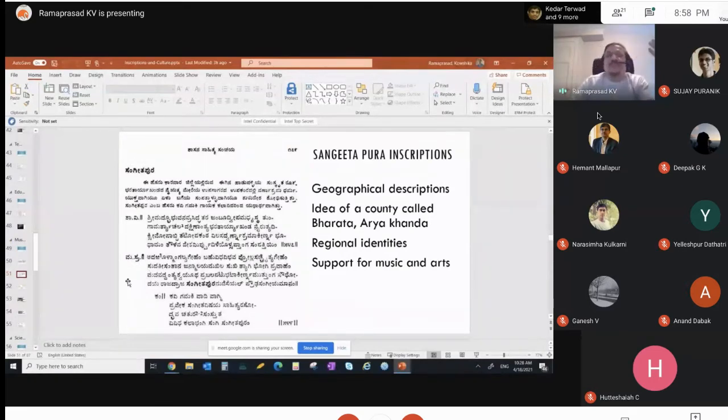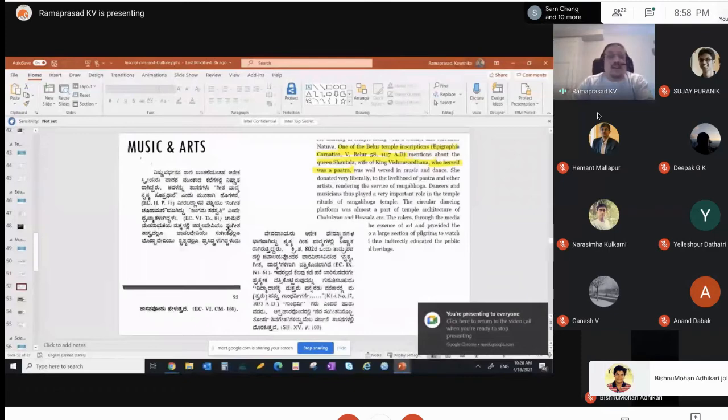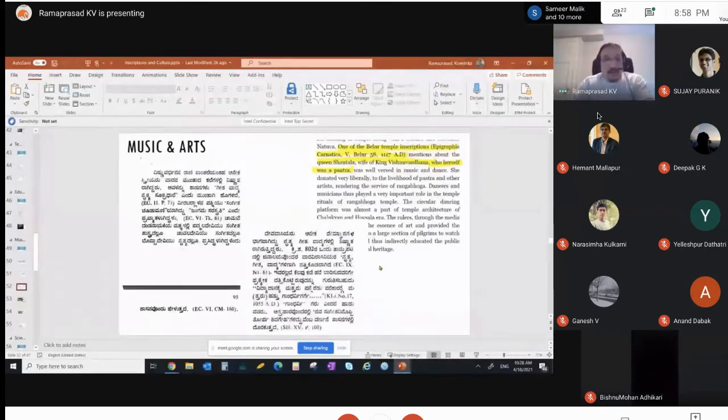I just showed this to tell how the idea of a country and the culture has been part of us for such a long time. And then many of the kings and queens were actually performers. That's very interesting. Here a couple of inscriptions talk about Shantala and others, how they were very well versed with music.